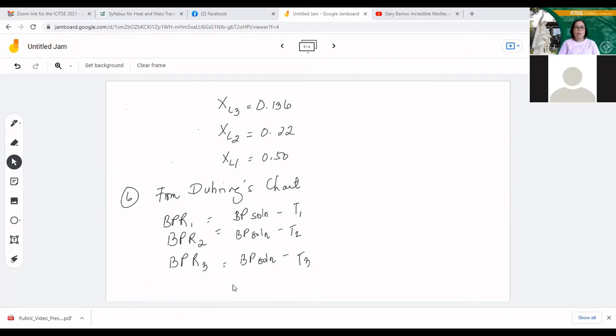Now, when you speak of BPR, that would be the difference between the elevated boiling point of your solution, elevated in the sense that there were solids already present in it, and the saturation temperature. So these T1, T2, and T3 are saturation temperatures.